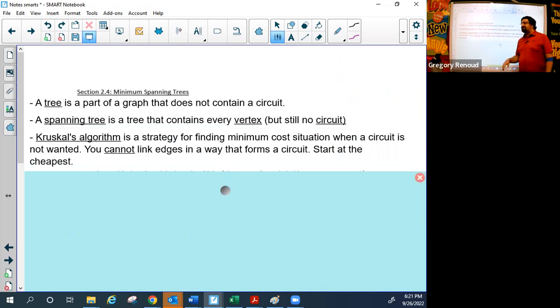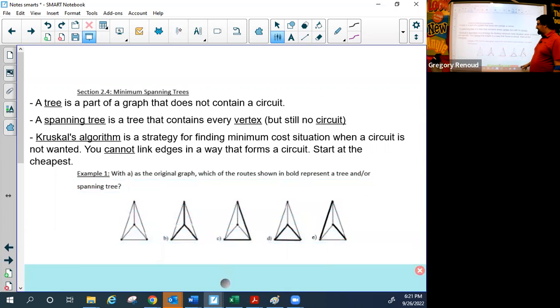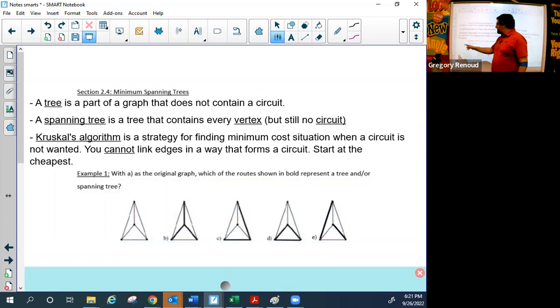Kruskal's algorithm, that's just a way to get the minimum cost spanning tree. We'll see examples of this in a minute, but essentially we work our way from the smallest edge to the largest edge until we hit all of our vertices. The big thing again is we cannot form a circuit. If we make a circuit, we have to skip over that edge and go to the next one. So I'll show you an example of Kruskal's algorithm in just a minute here.